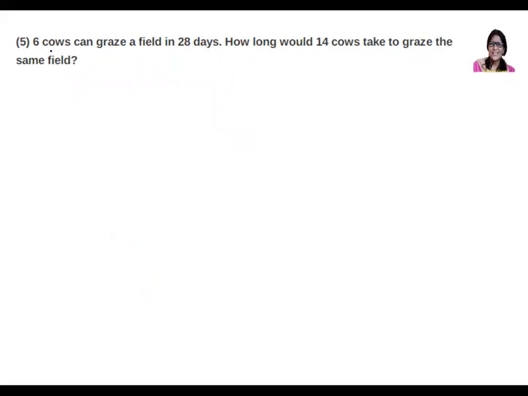Next, 6 cows can graze a field in 28 days. How long would 14 cows take to graze the same field? So 6 cows can graze in 28 days. When the cows are more, they will take less number of days. So let 14 cows graze in X days. Whatever will not be there, take it as X.